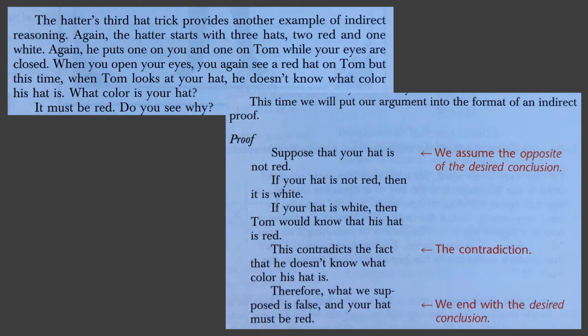So we can suppose that your hat is not red. If your hat is not red, then it has to be white. If your hat is white, then Tom would know that his hat is red, just like in the previous example. So this contradicts the fact that he doesn't know what color his hat is. Therefore, what we supposed is false, and your hat must be red.